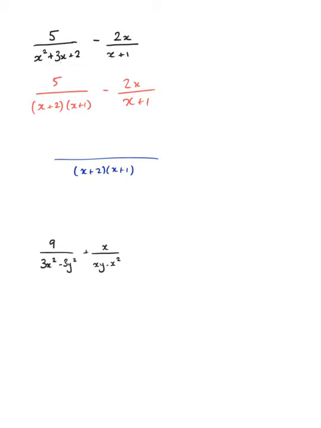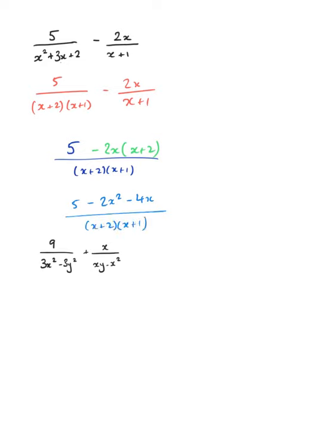The (x+2)(x+1) is obviously already there below the 5. And I can get from x+1 to (x+2)(x+1) very, very easily. So I haven't had to do anything to the first fraction, so that's just going to stay as a 5. To get from x+1 to (x+2)(x+1), I've multiplied by x+2. So it's going to be minus 2x, because I've got to times the top by the same, 2x times (x+2). So that gives me 5 minus 2x squared minus 4x over (x+2)(x+1).